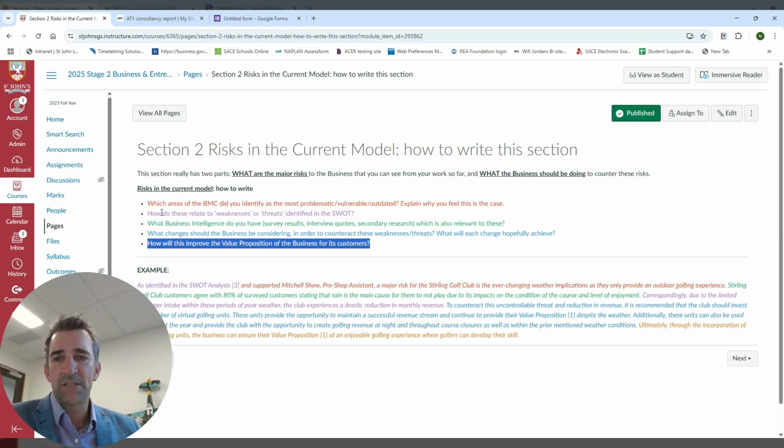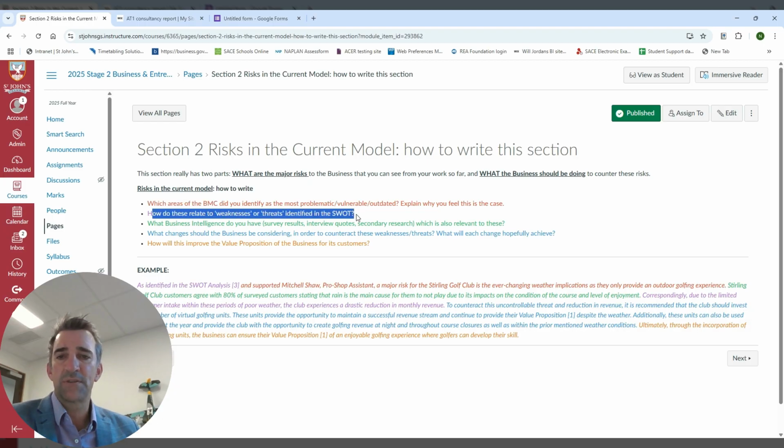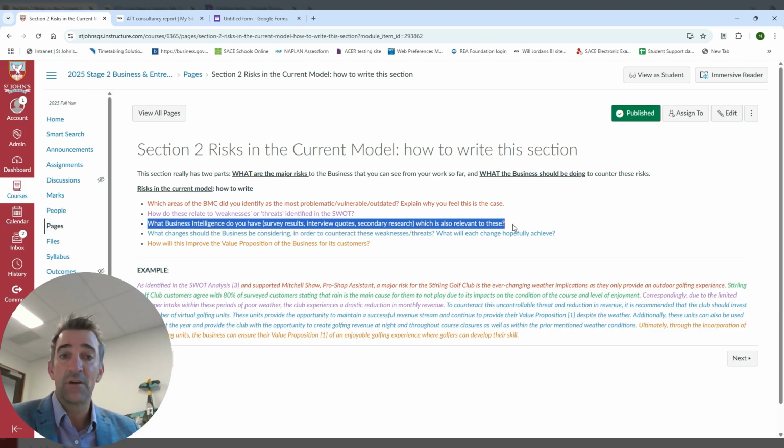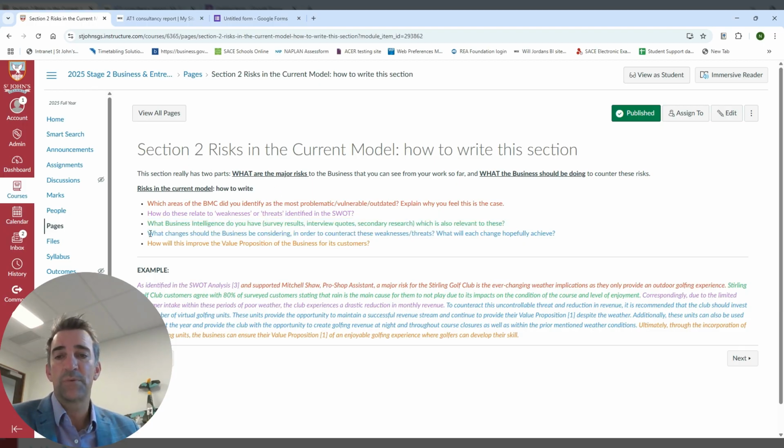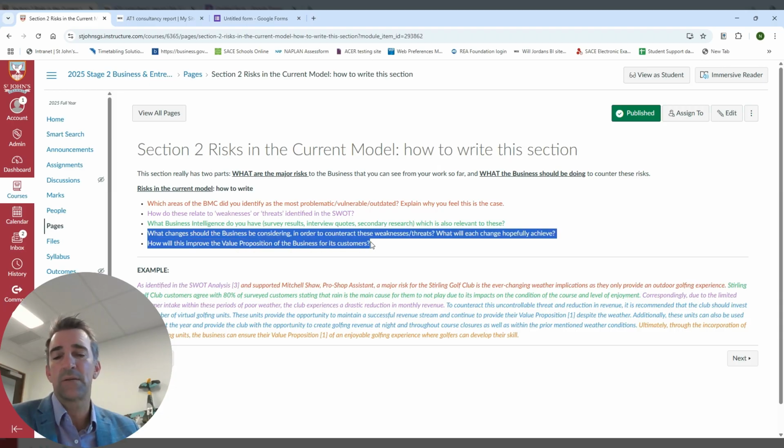Don't forget the basic structure of this, though. We've got to talk about the BMC. We've got to talk about weaknesses or threats in the SWOT. We've got to talk about the business intelligence you have, which is relevant to these things that you've identified. And then we've got to talk about changes and how that improves the customer experience of the business.